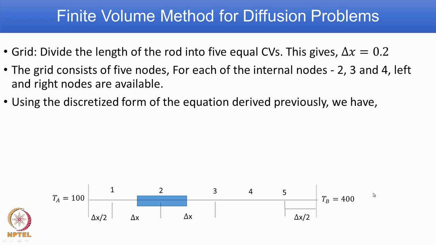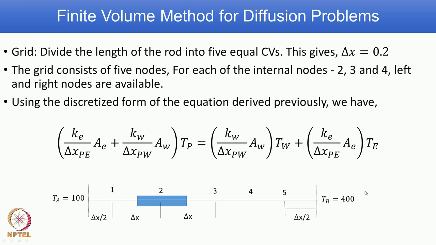We have the discretized form of the equation, because it is only a diffusion equation, and for the variable temperature it is written here: K_e/δx_e A_e plus K_w/δx_w A_w, and we mentioned there is no source term. So, that term is not appearing for the coefficient of temperature T_P. Similarly, coefficient term for temperature evaluated at west node, and coefficient term for temperature variable evaluated at east node.